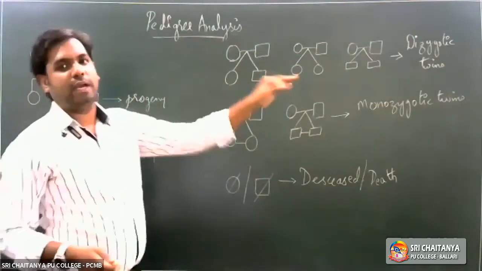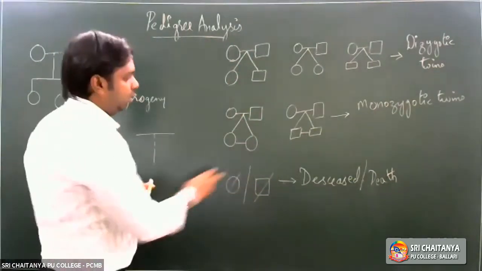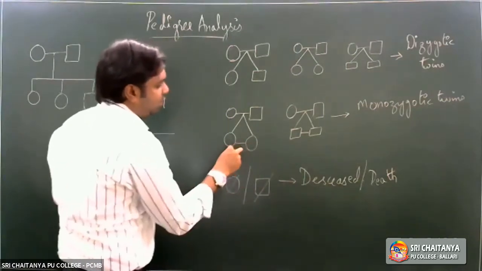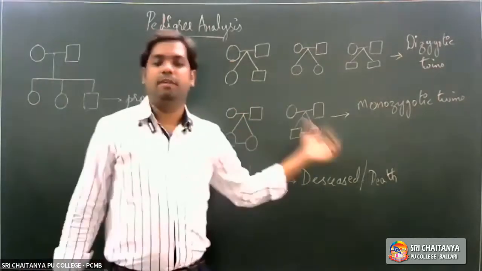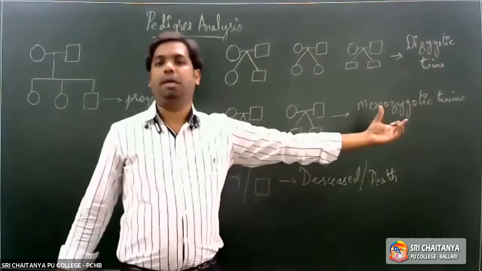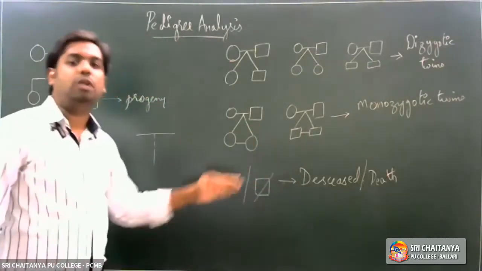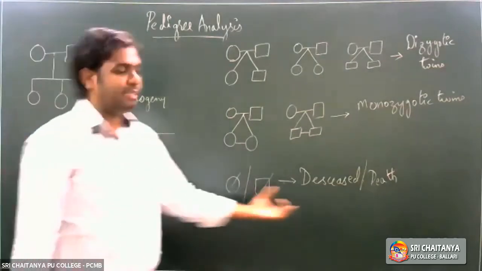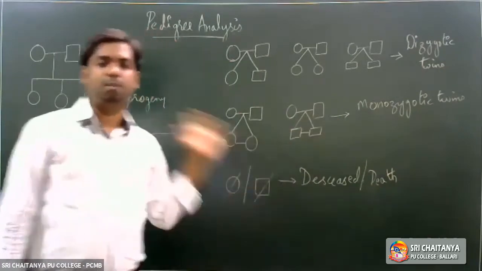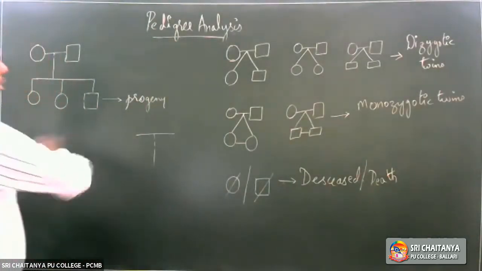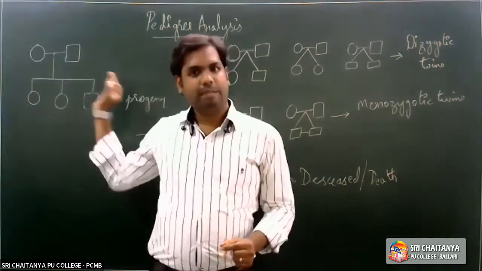Then we have monozygotic twins. How do we differentiate dizygotic twins from monozygotic twins? We join the two twins together. So if you see a symbol where both the twins are joined, that indicates monozygotic twins. And finally, if there is a circle and a square which is crossed, that indicates a deceased person, or the death of a particular person. So these are the most commonly used symbols whenever we have to represent a pedigree chart.